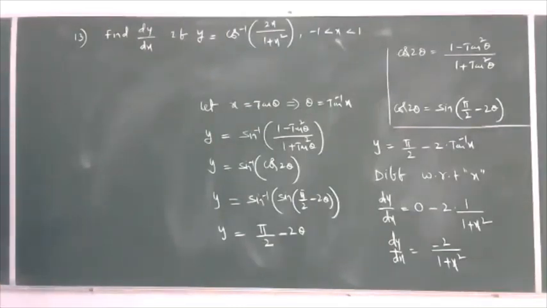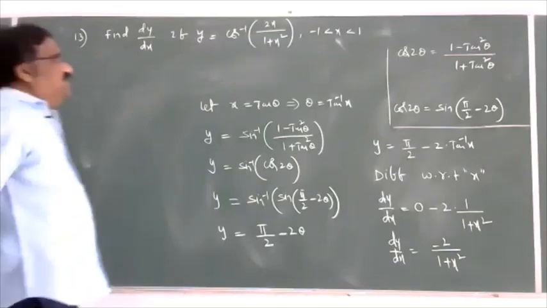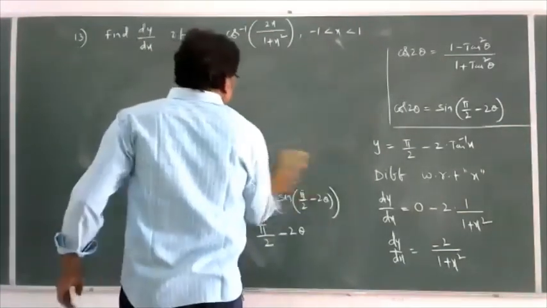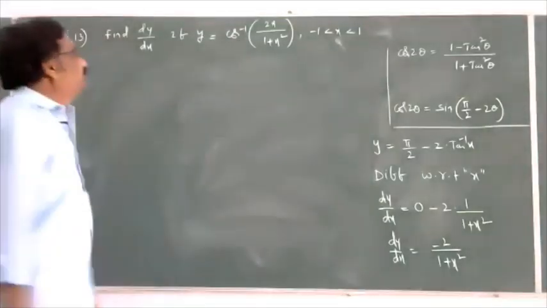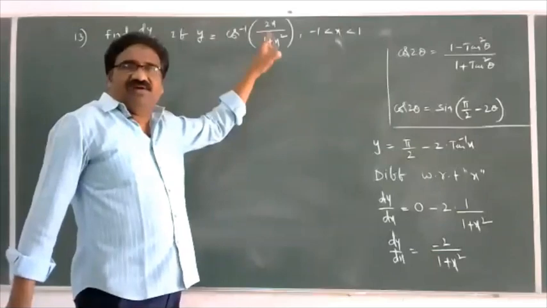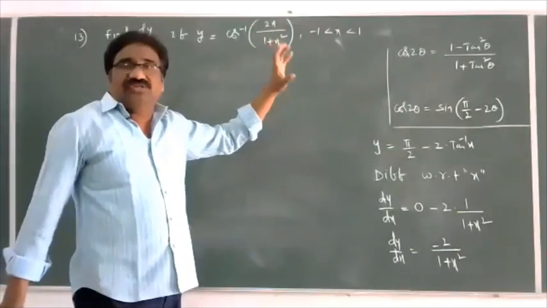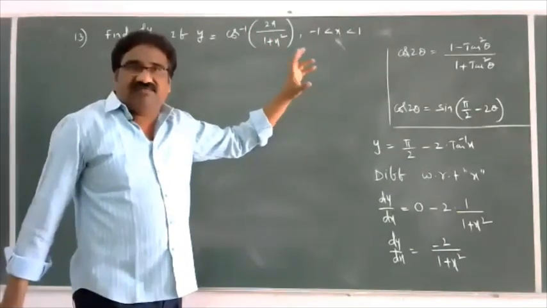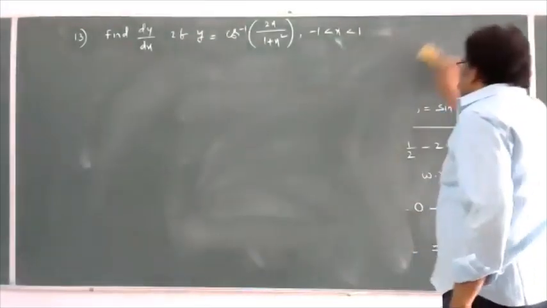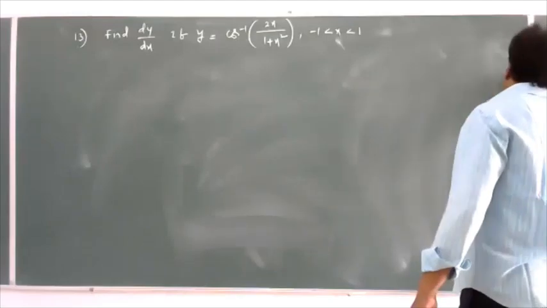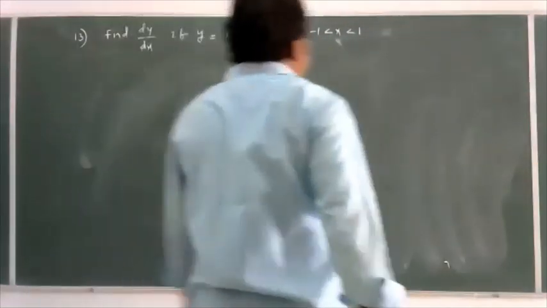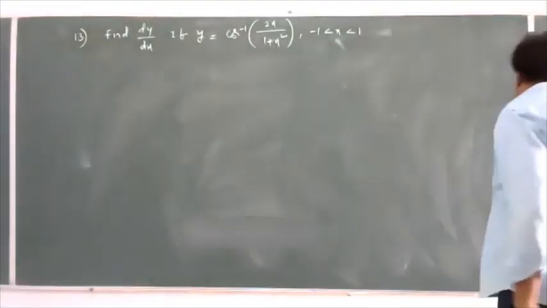Here, you remember the formula of sine 2 theta. Sine 2 theta is equal to 2 tan theta by (1 plus tan square theta), which matches 2x by (1 plus x square). That's why, using that formula, the substitution here is also x is equal to tan theta. In this problem also, the substitution is x is equal to tan theta.